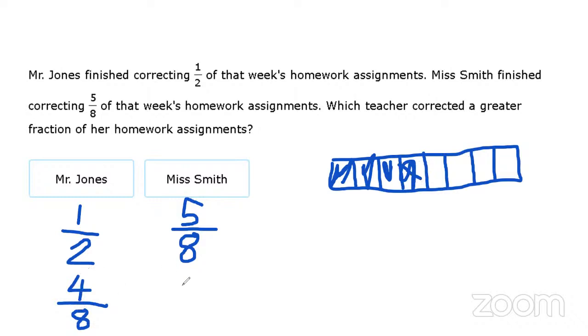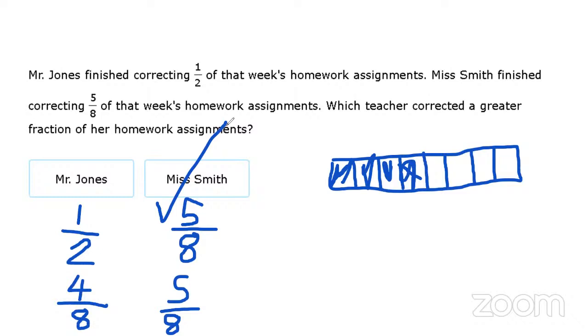So 4/8 and 5/8, which one is greater? Surely 4/8 is less than 5/8, and so Miss Smith, who completed 5/8, would have completed a greater fraction of the homework. All right, and I see a lot of you guys explaining similarly here in the chat. Really proud. Nice. So the correct answer is Miss Smith. Brilliant.